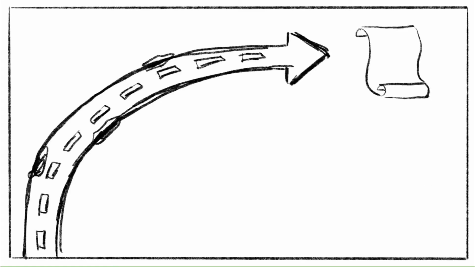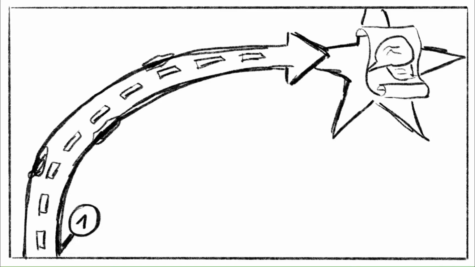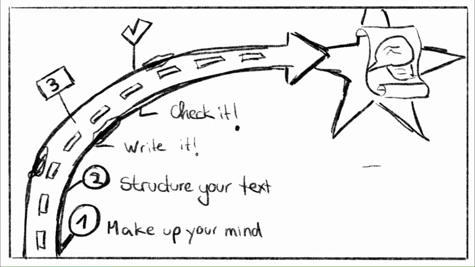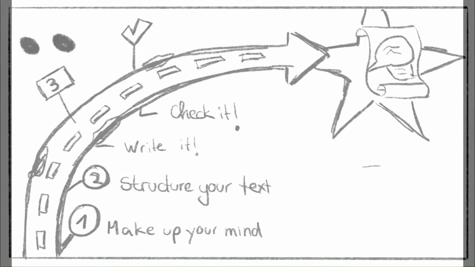Unfortunately, it is often a long and rocky road to a good written discussion. But roughly, the writing process can be divided into 4 steps. Step 1. Make up your mind. Step 2. Plan and structure your text. Step 3. Write it. And step 4. Check it. Let's walk through the process of writing a written discussion step by step.